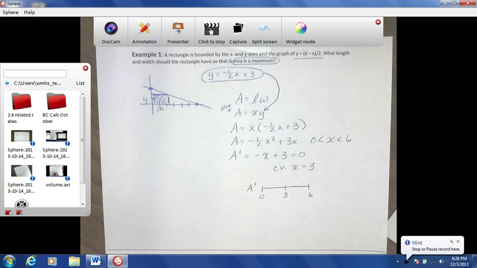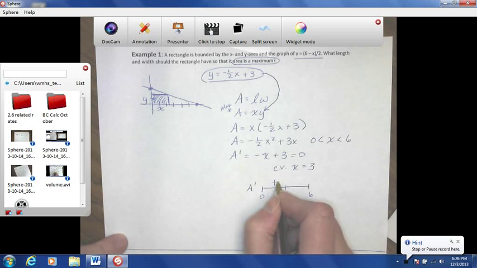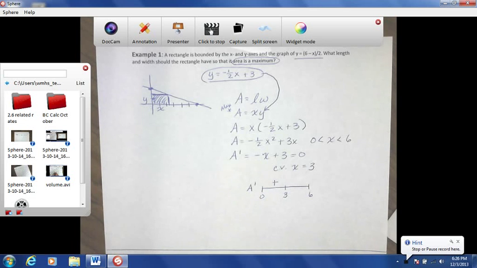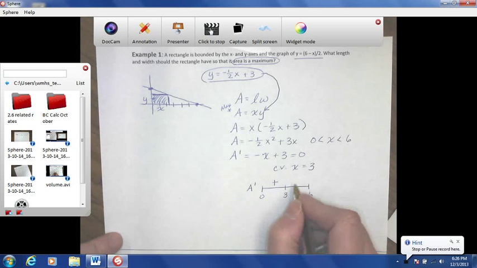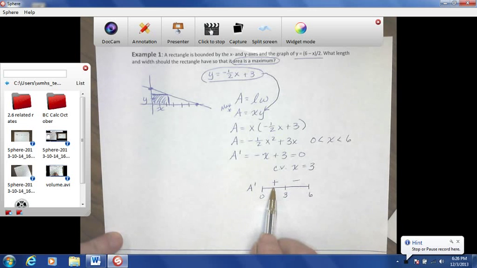If I plug in something between 0 and 3, like a positive 1, we end up getting a positive. If I plug in something between 3 and 6, like a 4, we get a negative. Since the derivative changes from positive to negative, that means the area is going to change from increasing to decreasing, which means that this 3 is going to be a relative max, which is what we were looking for.